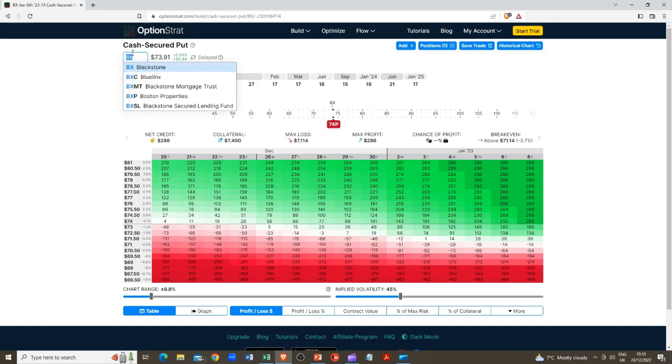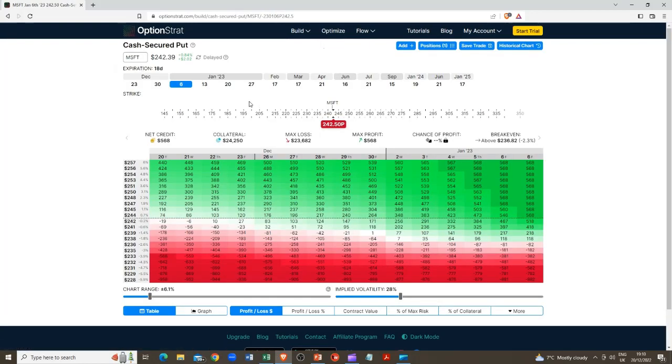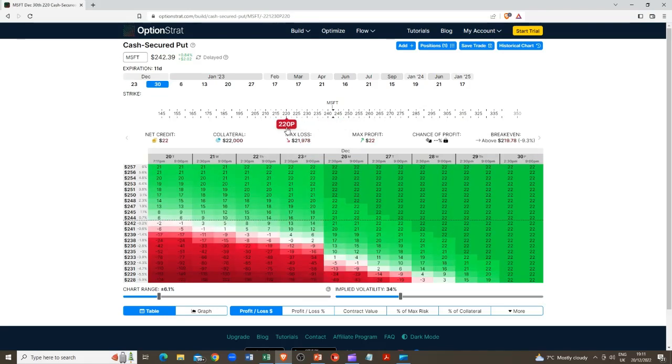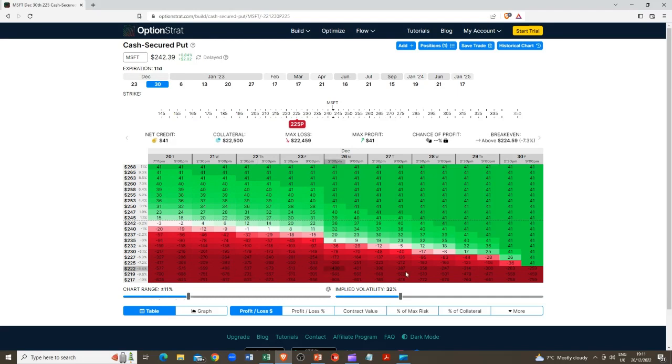and you enter the ticker symbol, in this case we were talking about Microsoft, then you can select your expiration date and you can drag the pointer to your target price. In this case, we said we wanted the 225 strike price, and then you can increase the range, and this will show you at what point you would probably be assigned.